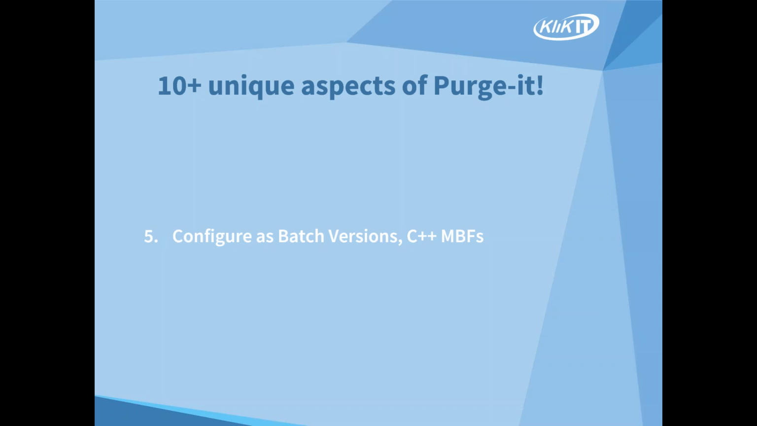In the background, though, ever since Purge-it was built, first off back in 2005, we've been using C Master business functions to carry out the core purging and archiving functionality for speed and efficiency.